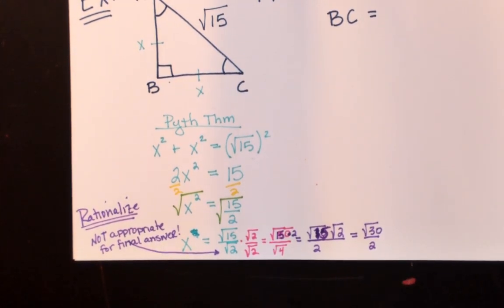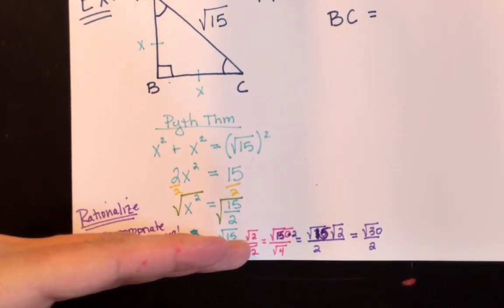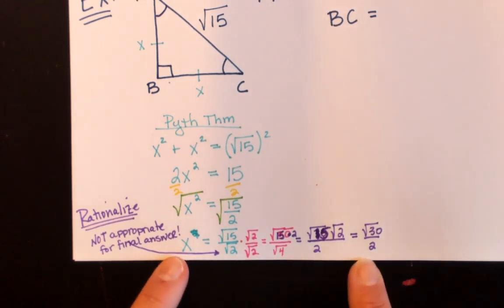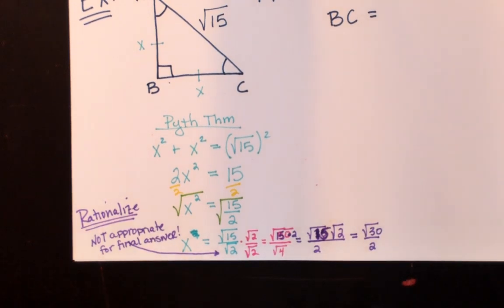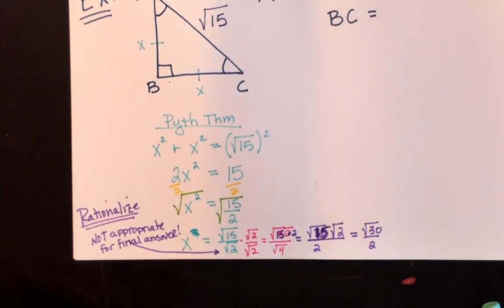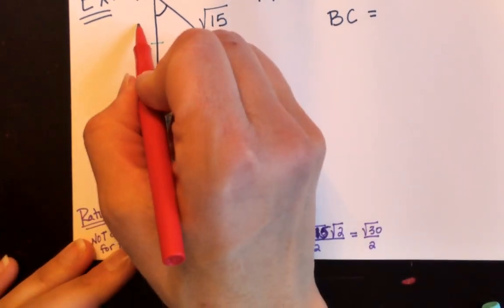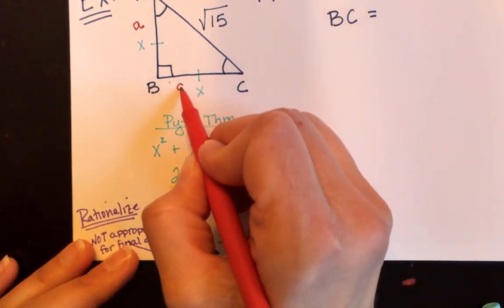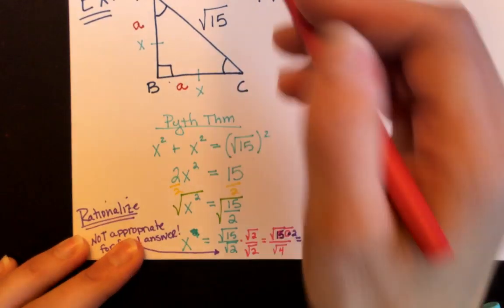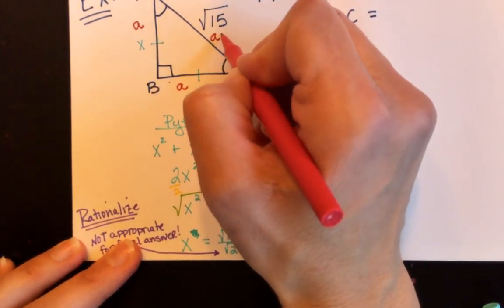Now that's doing the Pythagorean theorem. And with this rationalizing, it gets to be a bit much. But if I chose to do this with our 45, 45, 90 process, I could say this side was A, this side was A, and this side is A radical 2.